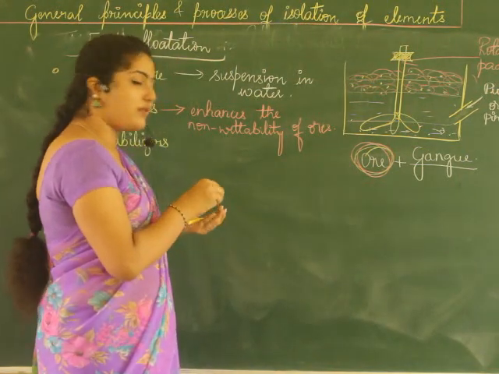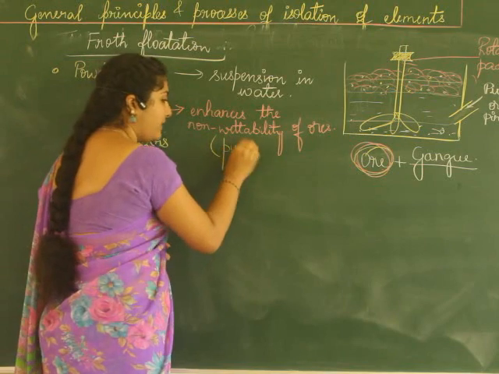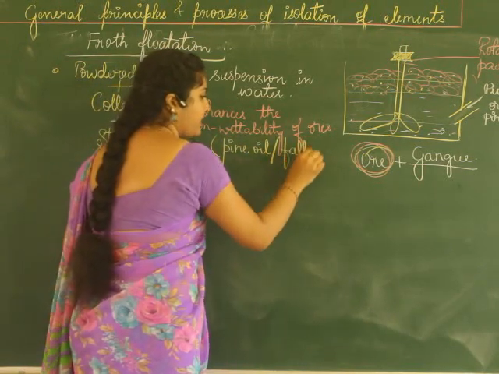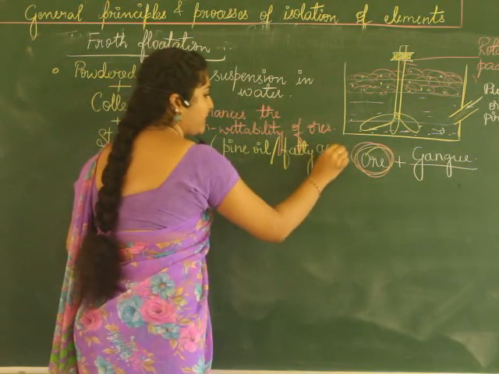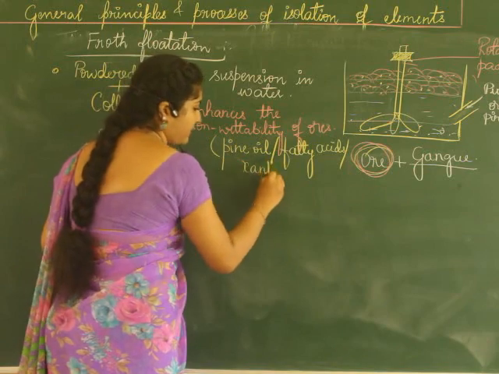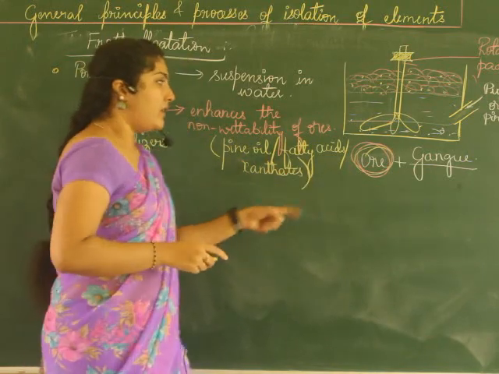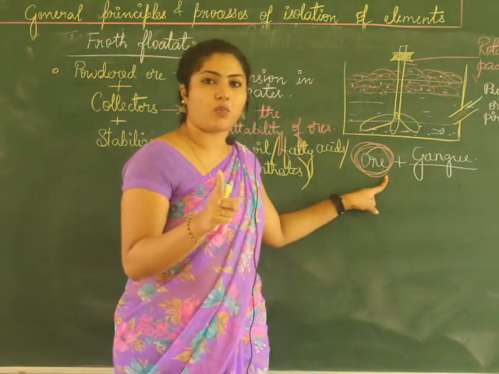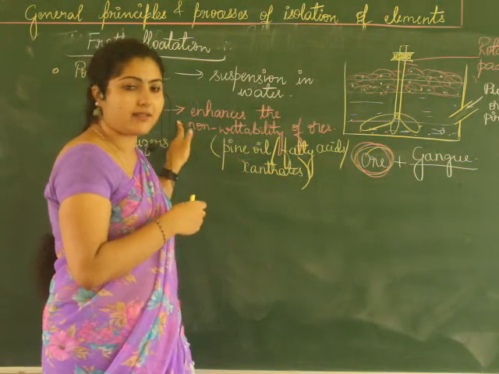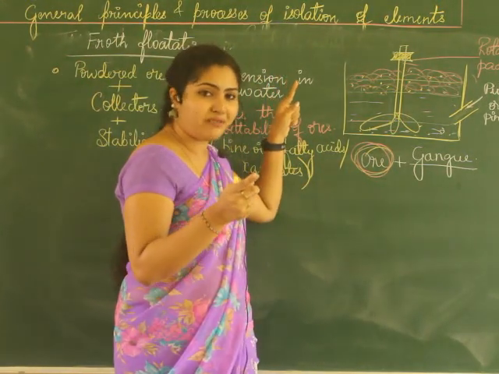Which are the collectors used also? I'll tell you. Collectors used are either pine oil or fatty acids or xanthates. So these collectors will tell the ore, you don't get mixed up with water, but you get mixed up with me, the collector, so that I will take you to the surface along with the froth.